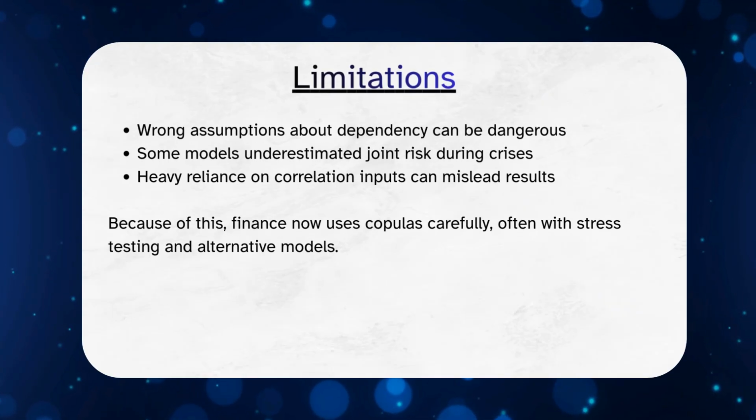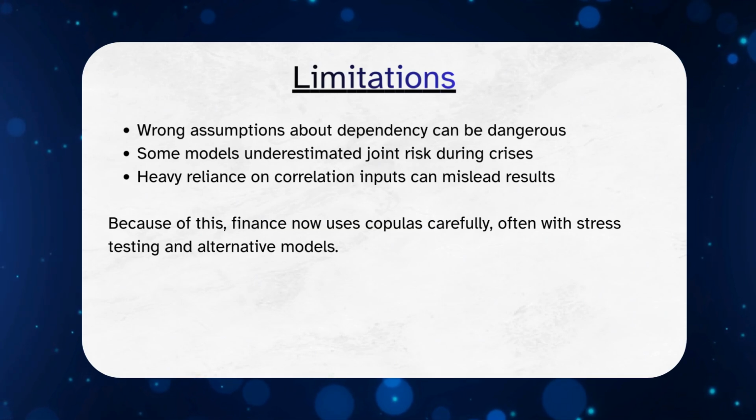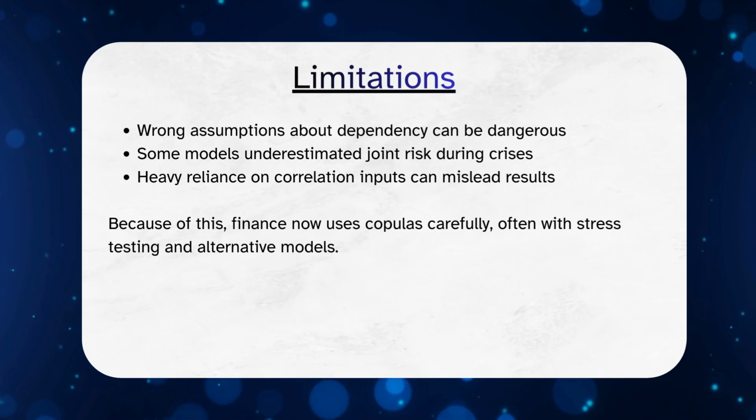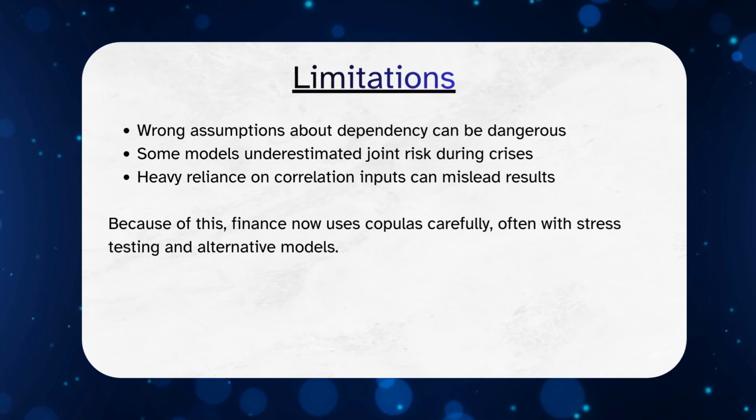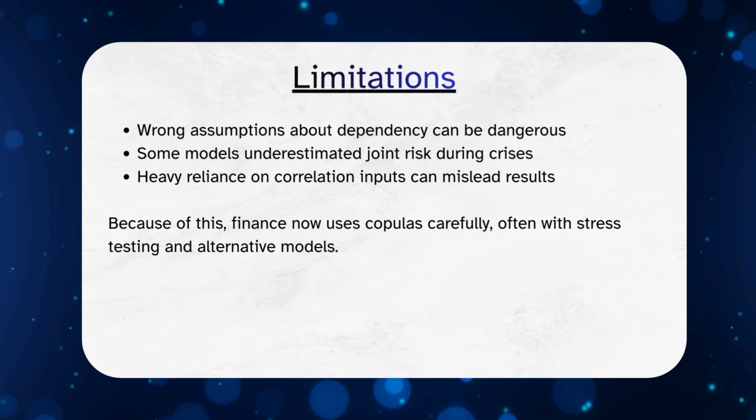However, they are not perfect. If the dependency assumptions are incorrect, the results can be misleading. During financial crises, some models underestimated joint risk, showing the importance of careful usage. Today, copulas are still useful, but they are combined with stress testing and other risk tools for more reliable analysis.